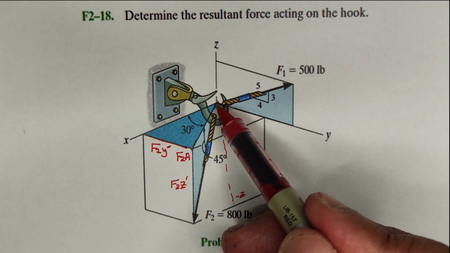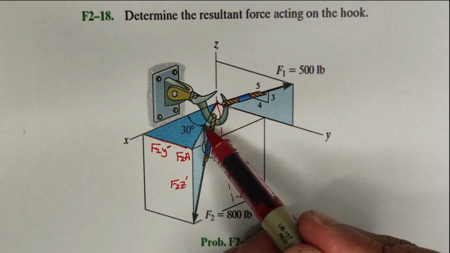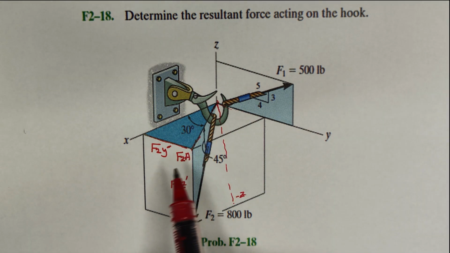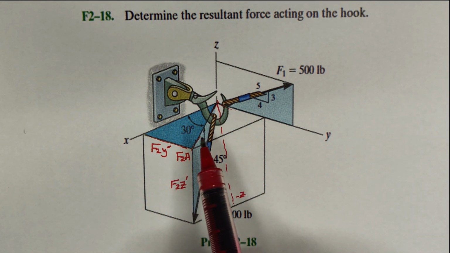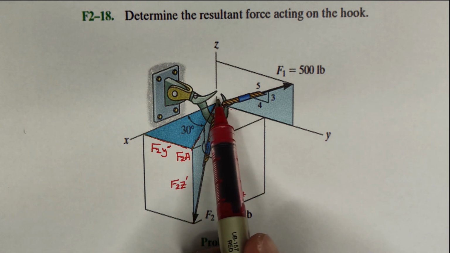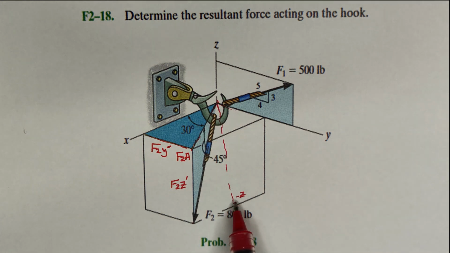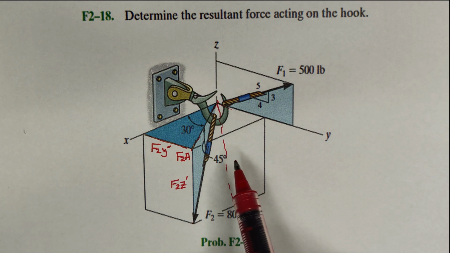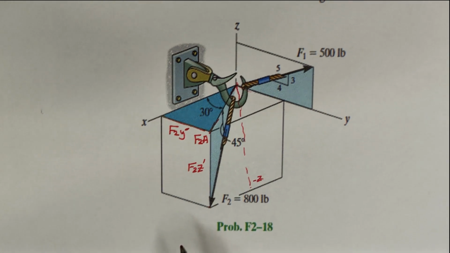I also named this component coming out of the z-axis towards us in here F2a. You can again name it anything that you like. The component going downwards in here, I named it F2z dash since it is parallel to the negative z-axis. Now, all of the information being given in this question, we need to interpret mathematically.